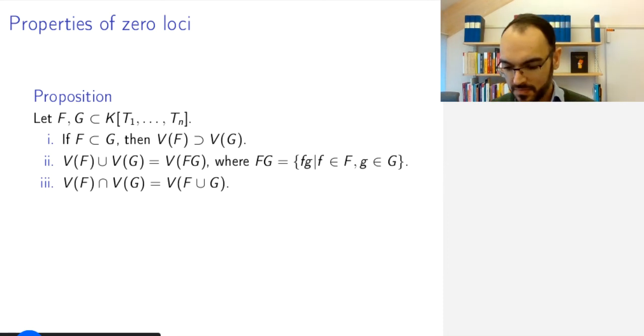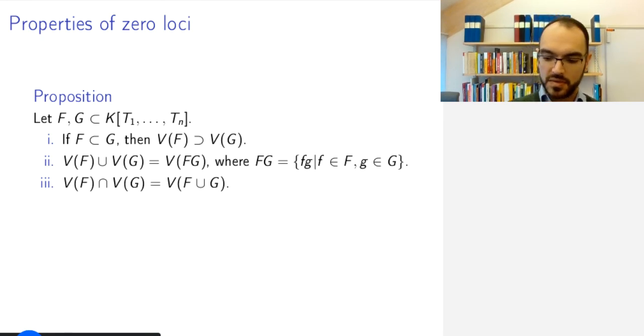More easily, one can prove that the intersection of two vanishing sets is the vanishing set of the union. So this is almost by definition of union and intersection. So x belonging to this intersection means that x is in the vanishing set of f and in the vanishing set of g. So all polynomials in f and in g vanish at x. And this is precisely what it means to be in the vanishing set of the union.